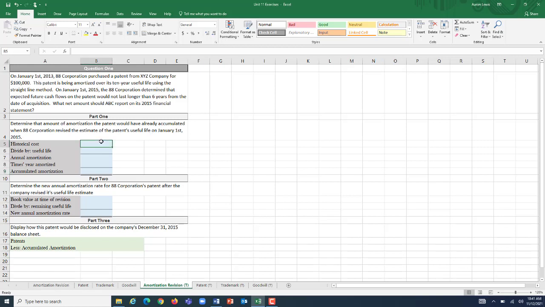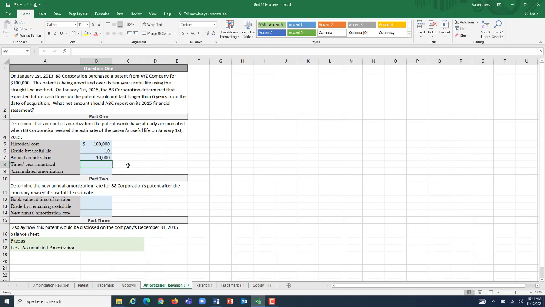So the historical cost of the patent was what we paid to acquire it in the first place. It was $100,000. We assumed at the time that we purchased this patent that we were going to have it for a 10-year useful life. Patents are typically for 20, so we must have bought this patent in the middle of its life from XYZ Company, which means our annual amortization, patents are usually worthless at the end of their life, so it's just going to be historical cost divided by its useful life of $10,000.